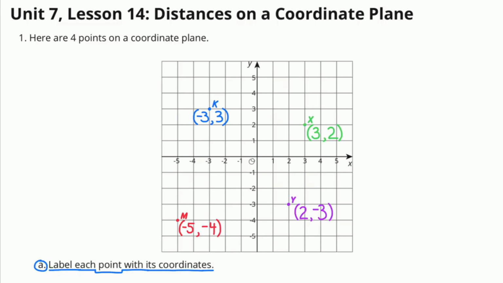The coordinates for the point labeled x are 3 and 2. 3 to the right along the x-axis and 2 up along the y-axis. The coordinates for the point labeled M are -5 and -4. 5 to the left along the x-axis and 4 down along the y-axis. And the coordinates for the point labeled Y are 2 and -3. That's 2 to the right along the x-axis and 3 down along the y-axis.